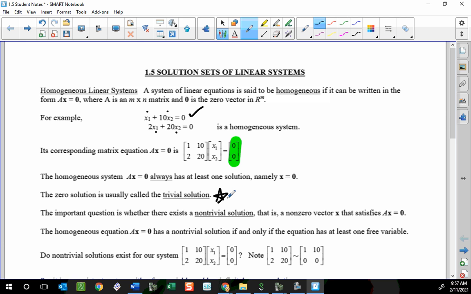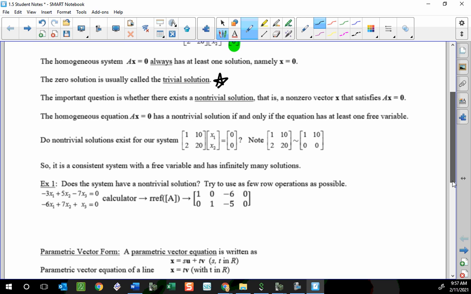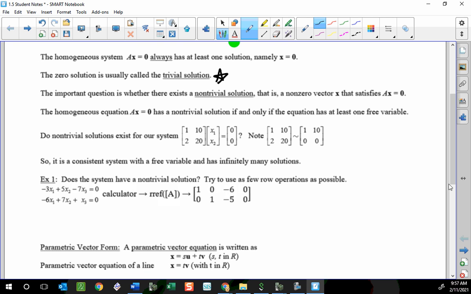It should be kind of logical, right? The important question is whether or not there is a non-trivial solution, because we always know that we could plug zeros in and get 0 back. So we basically want a non-zero vector that satisfies the equation Ax equals 0. This is only going to happen if you have a free variable. So let's see what happens in this one.